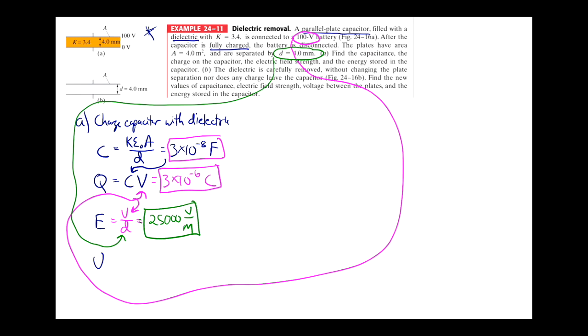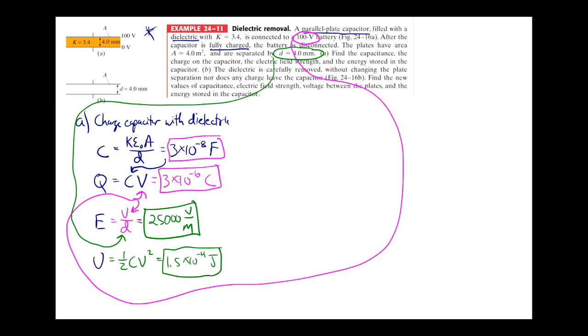And then finally, once we have that, you can pick one of the equations for the energy that's stored in a capacitor. You had 3 different equations, just depending on what information you have. I'm going to use 1/2 CV squared. And we have C and V, and for that you should get 1.5 times 10 to the minus 4 joules.